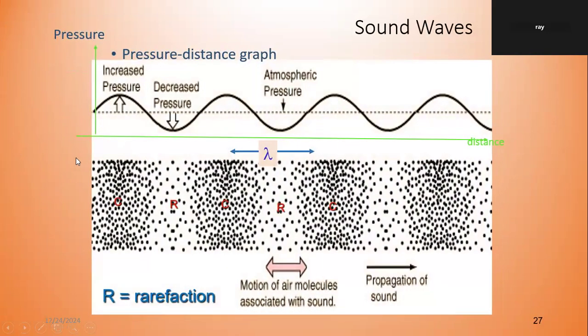It's just another diagram to show you the pressure changes. That dotted line is the atmospheric pressure. So there's either a decrease in pressure or an increase in pressure. At a compression, there's an increase in pressure, with more particles there. At a rarefaction, there's a decrease in pressure, with fewer particles there.